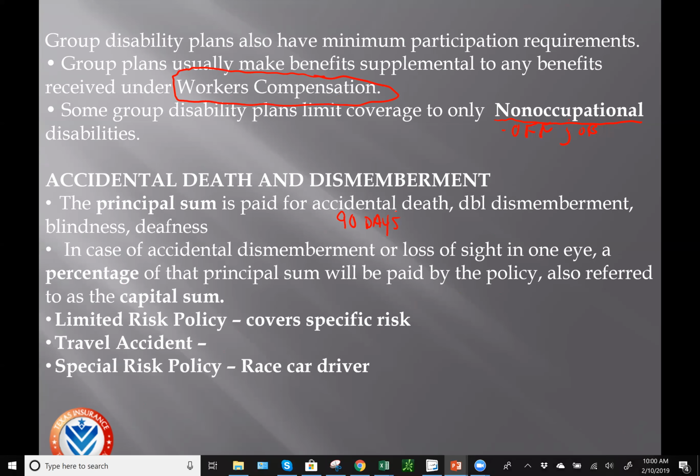Now, there's also the capital sum, which is going to be a percentage of the principal sum, but that's only going to be paid for loss of sight in one eye, loss of hearing in one ear, or loss of one limb. So it's only one of something.